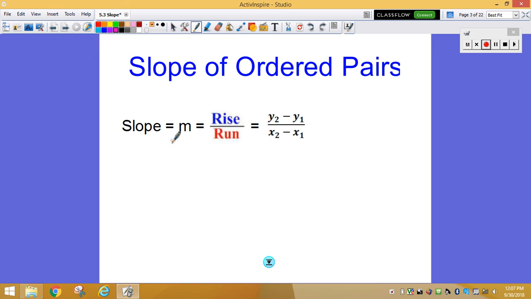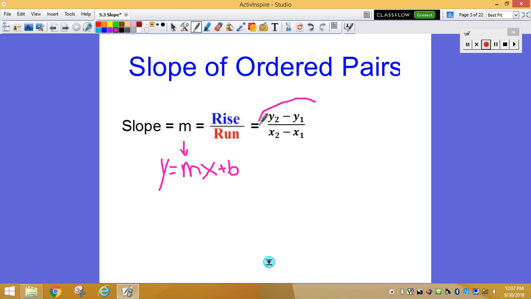Okay, this also you should write down. This is how we find the slope when you're given 2 ordered pairs. Slope is m. Here's what I mean. I'm sure this year you've seen this equation, y equals mx plus b. M, this number right here, is your slope. That's what m stands for. So whenever you see the letter m, that means slope. It's also sometimes stated as rise over run. I know you've heard that.